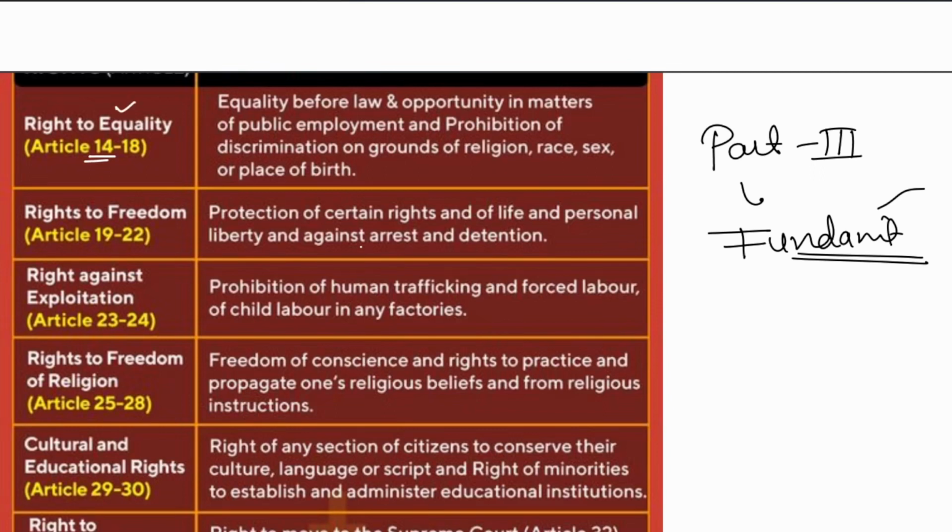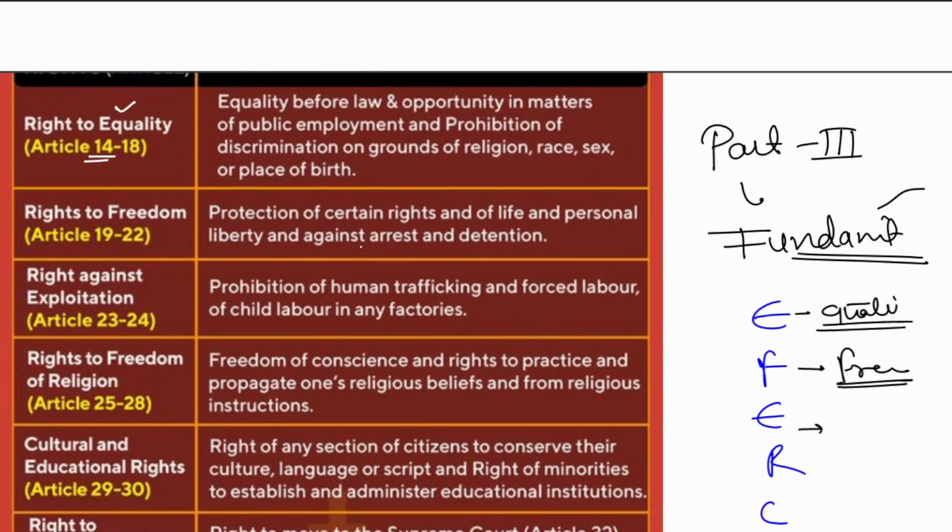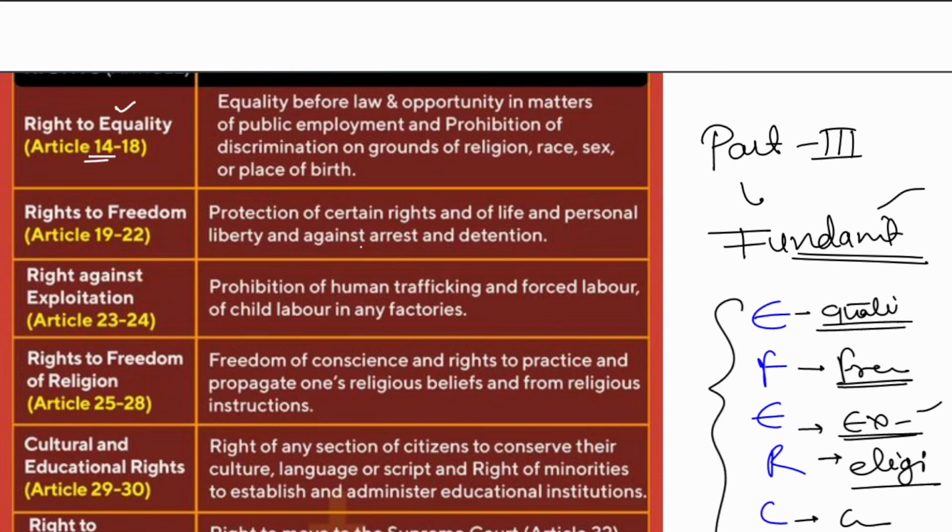Okay, so right to equality first. And I told you already a way to remember them. Just remember EFER, CR. Just write this word. All right. So first of all is equality. Second is right to freedom. All right. Third is the group that is right against exploitation. Not right to exploitation. Do not exploit anybody. All right. Then right to freedom of religion. Then there are cultural rights, and finally the remedies, constitutional remedies. So just remember this word. It will be far easier for you to remember the full thing.